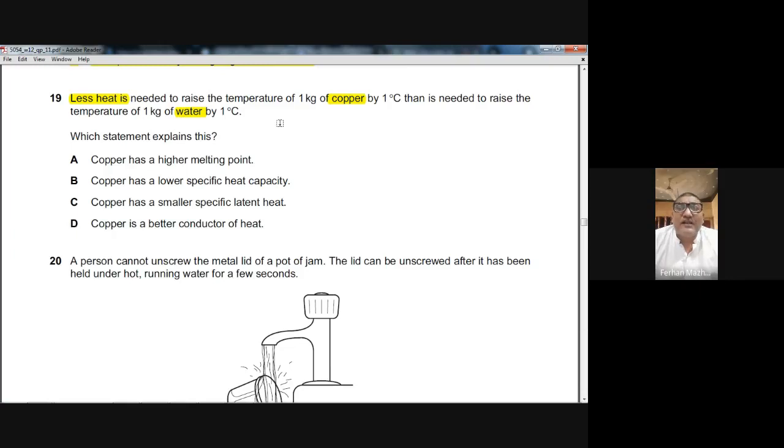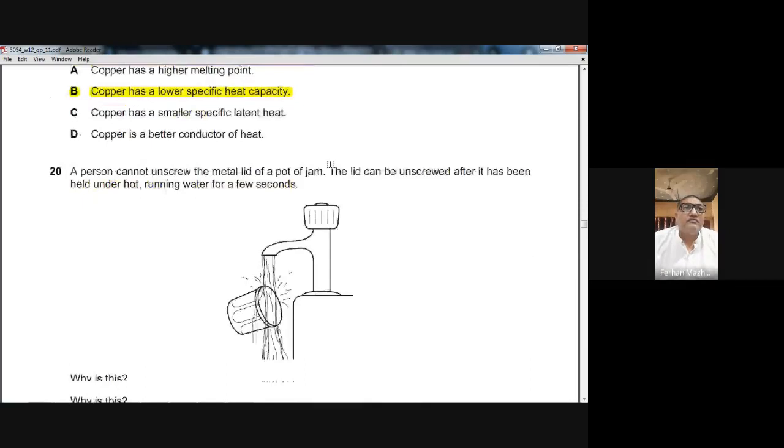This happened because the specific heat capacity of the copper is lower as compared to the specific heat capacity of the water. In other words, the specific heat capacity of the water is higher as compared to the specific heat capacity of the copper. So copper has a lower specific heat capacity. Yeah, that is the right answer. Question number 19, B is the right option.